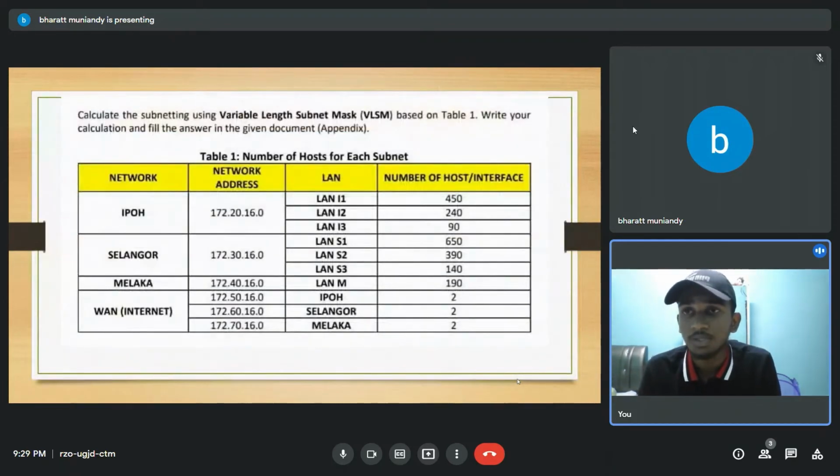Okay, the first question is 1A. Calculate the subnetting using variable length subnet mask, which is VLSM, based on table 1. Write your calculation and fill the answer in the given document.